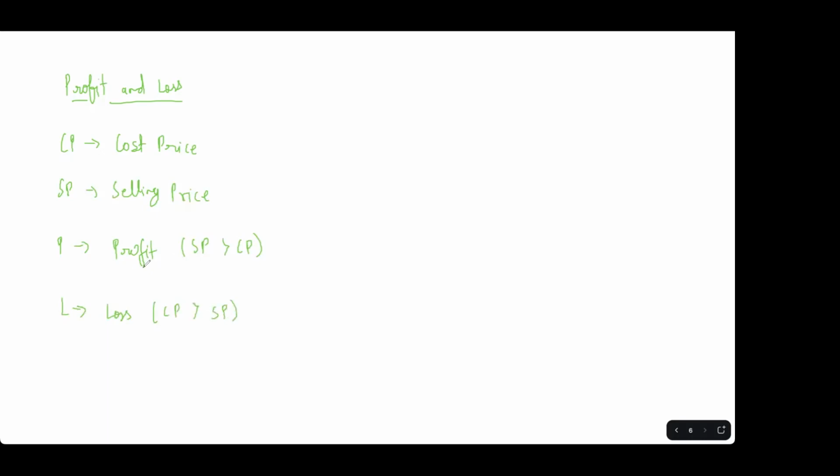How will we find out profit? The formula for profit is selling price minus cost price. The formula for loss is cost price minus selling price. Now after this we have profit percent. Profit percent is calculated on profit. First we have to check whether it is profit or not. Once you get the profit, you divide it by the cost price of the article and multiply by 100. For loss percent it is the same: loss divided by cost price into 100. So always remember, whether it is profit percent or loss percent, the denominator has to be the cost price only, not the selling price. Is this clear?